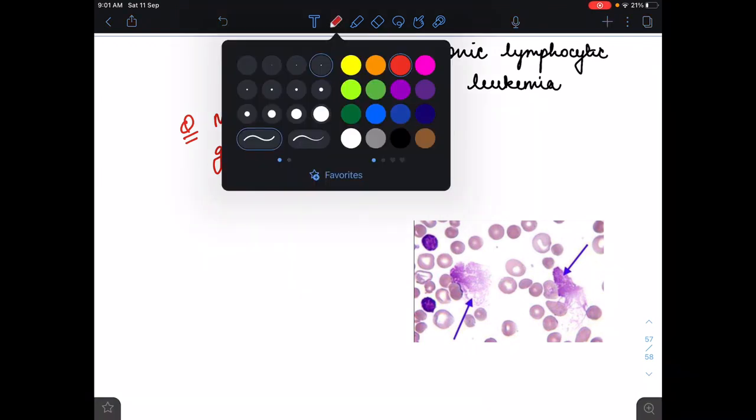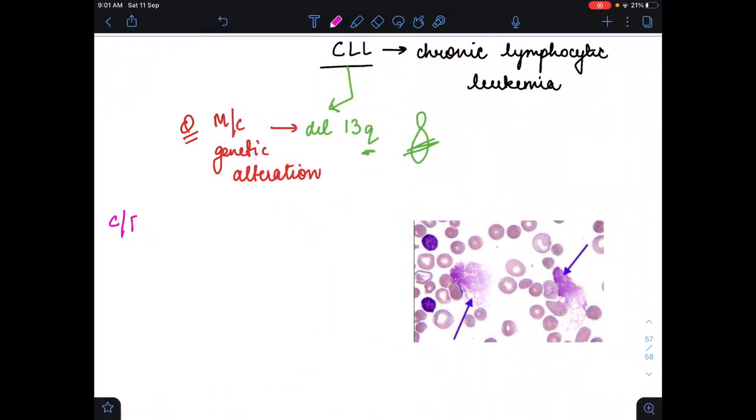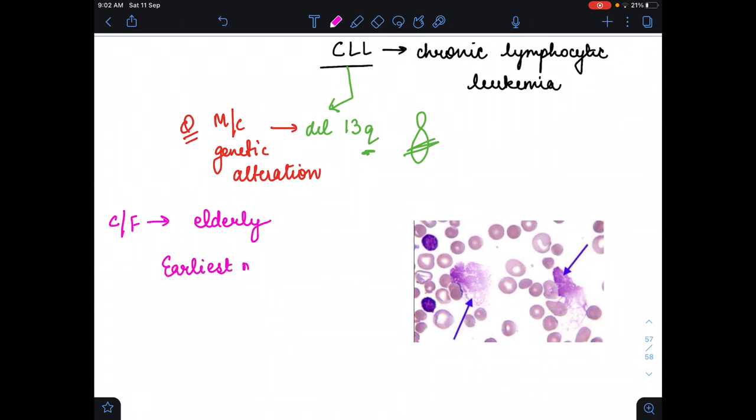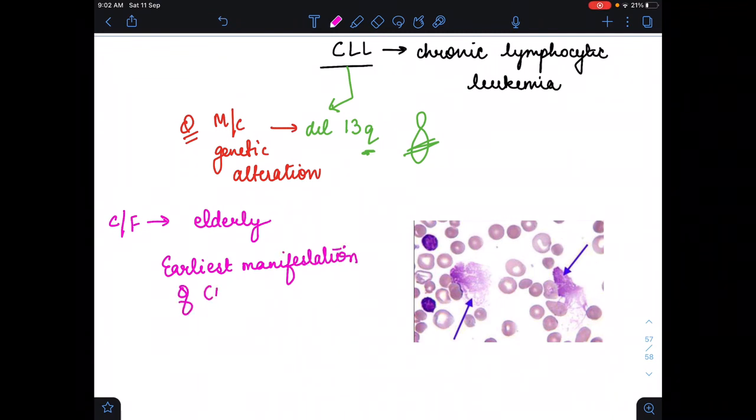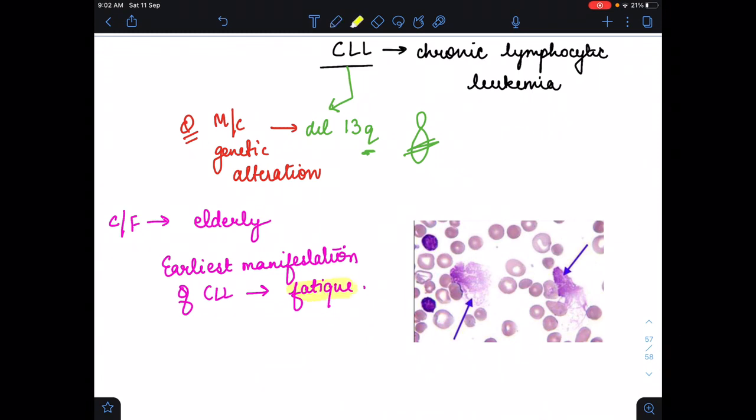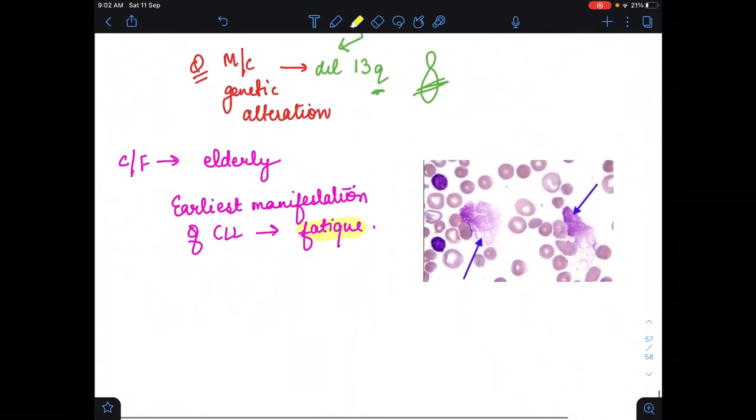Now the clinical features. CLL is seen in the elderly person, and the earliest manifestation of CLL is fatigue. Please remember it, that fatigue is the earliest manifestation of CLL.